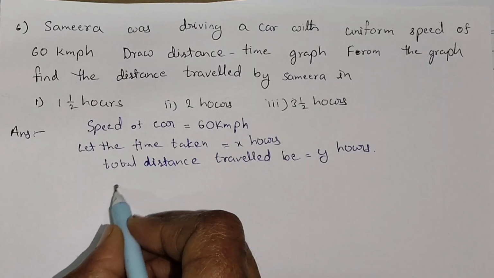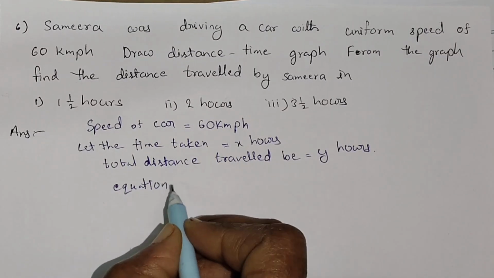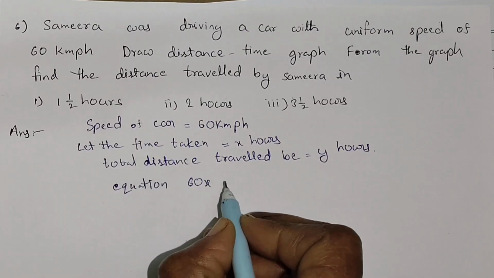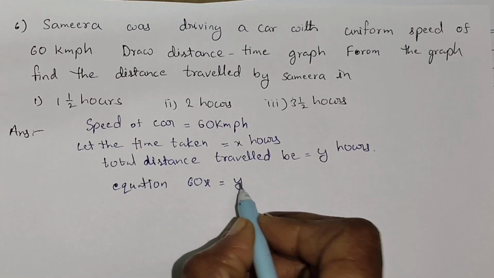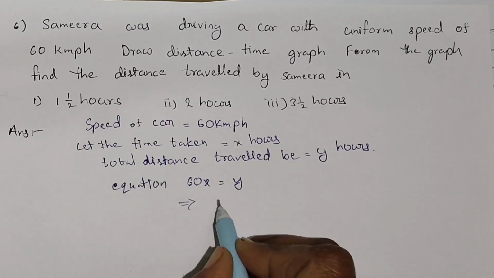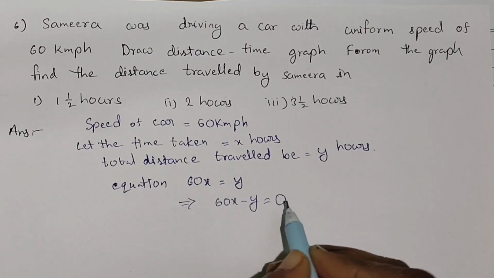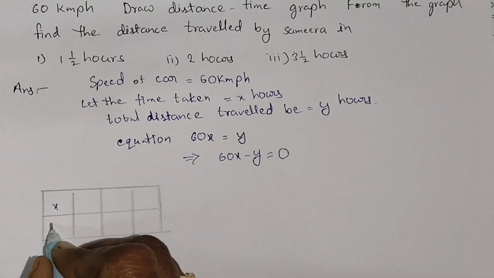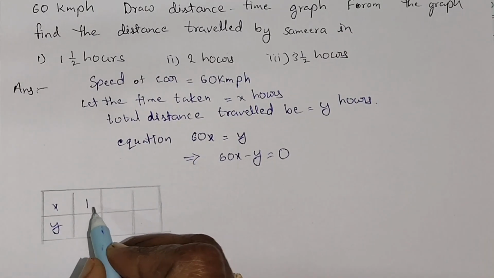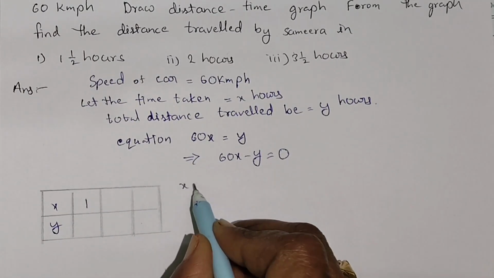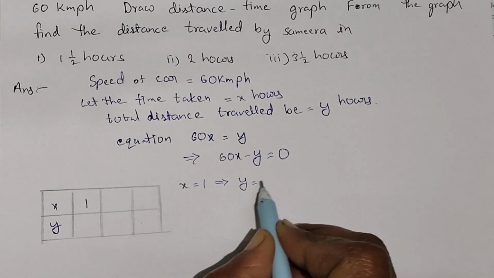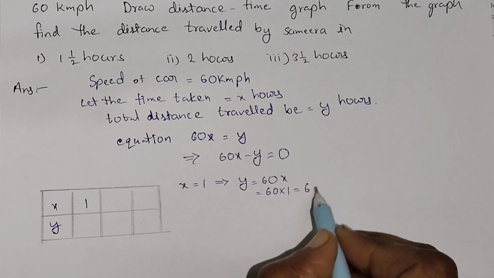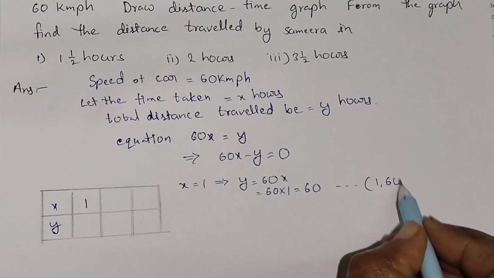So now we write the equation. The equation is 60 into x equal to y. So we write 60x minus y equal to 0. So this is the equation. Now we write the points x comma y. Suppose we take x equal to 1. That implies y equal to 60x, which means 60 into 1, 60. Your point is 1 comma 60.